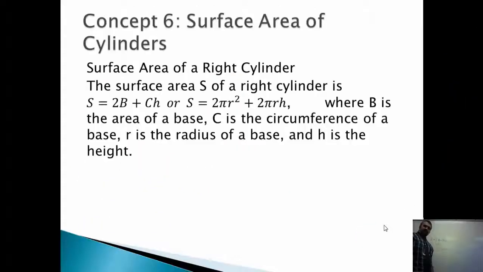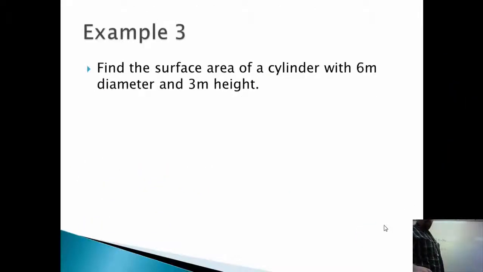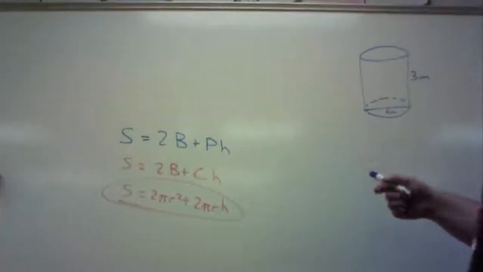Alright, so at this point, let's look at a few examples. Example 3. Find the surface area of a cylinder with a 6-meter diameter and a height of 3 meters. So, real quick drawing of my picture, I get 3 meters for the height, 6 meters for the diameter. But for my equation to find the surface area, I need r, and I need the height. So if I know the radius and the height, I just plug it in.